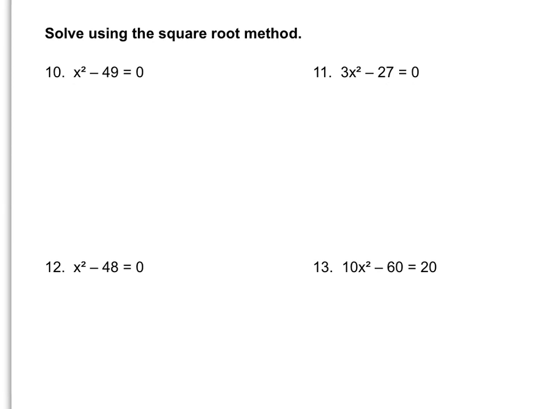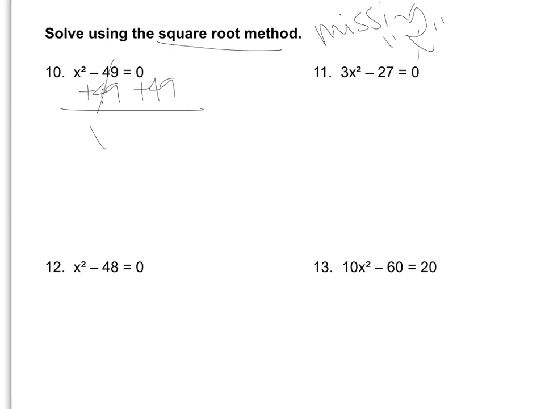Alright, when you're using the square root method, it only works when you're missing an x term. So, square root method, when you're missing x. Okay, so notice on number 10, we have x squared minus 49 equals 0. We don't have an x term. So when you're using the square root method, the first step is to get your x squared by itself. So we're going to add 49. So you have x squared equals 49.